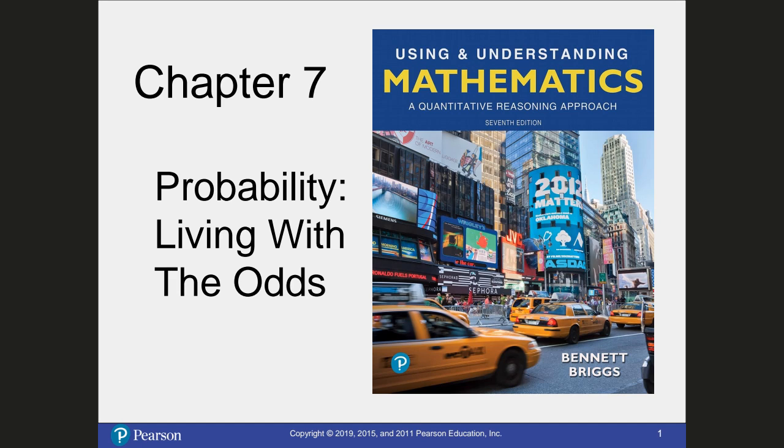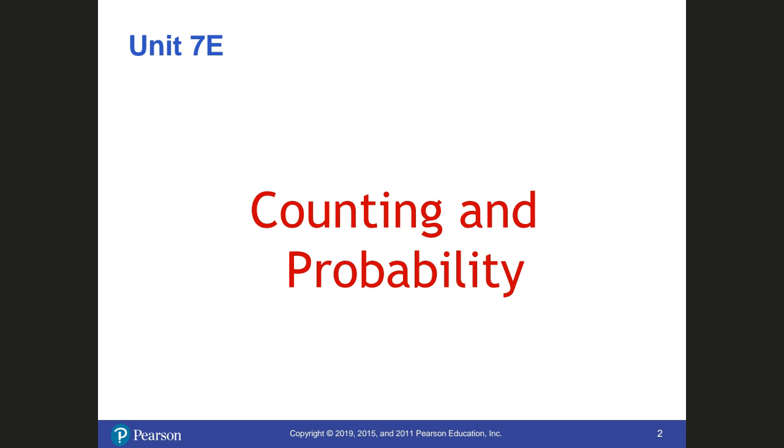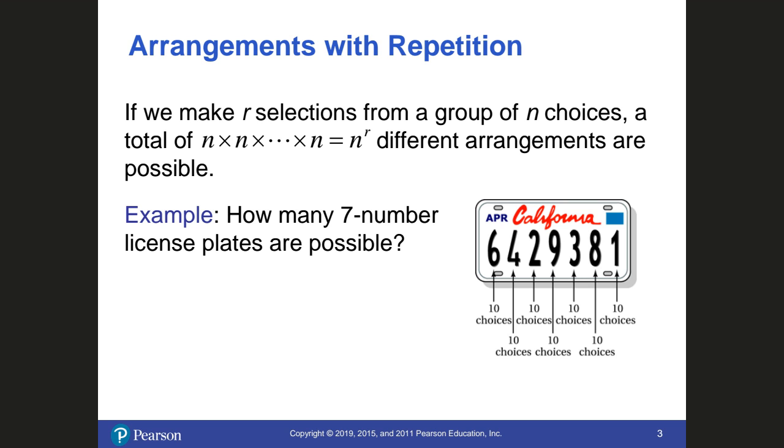And here we are, the last section that we're covering in Chapter 7. So 7e is about counting and probability, but mainly we're going to focus on the counting part. First rule I want to give you is how to count arrangements with repetition. Okay, that's important. So here's the idea.